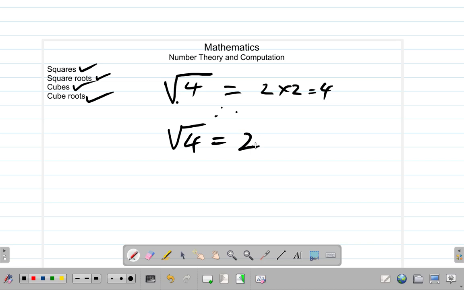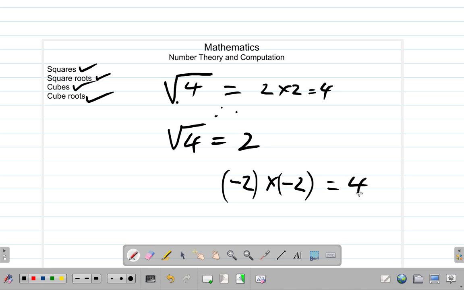Remember when we talked about integers, we said an integer can be positive or negative. I wonder if any negative number could have worked too. Hold on there. I wonder if any other number than 2 could have worked. If you say negative 2 multiplied by negative 2, let me put it in brackets, negative 2 by negative 2 is what? Negative 2 by negative 2 is 4.